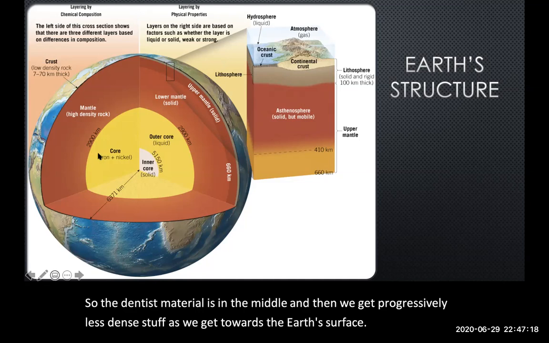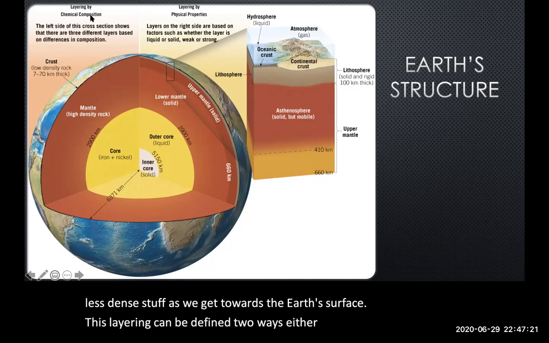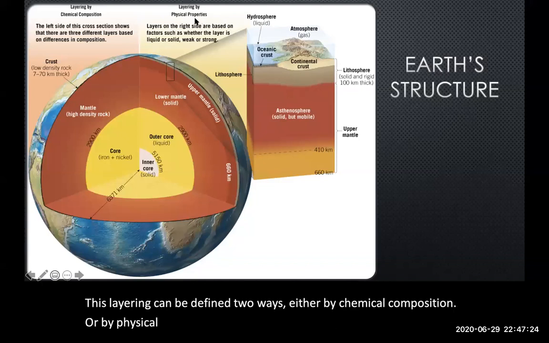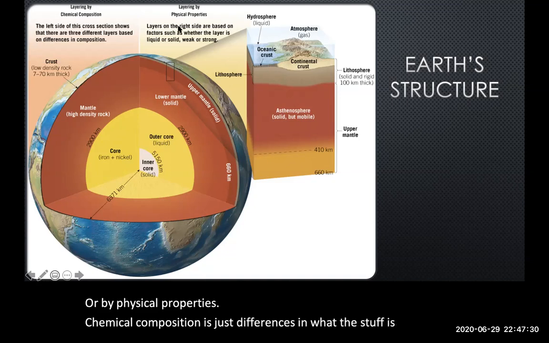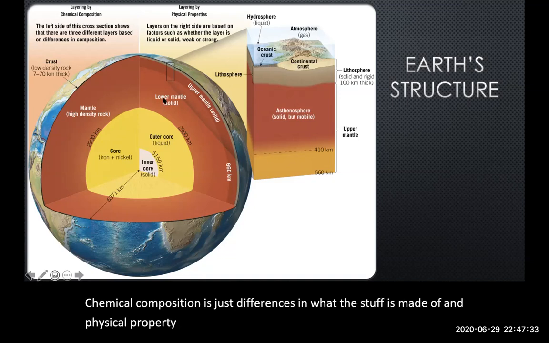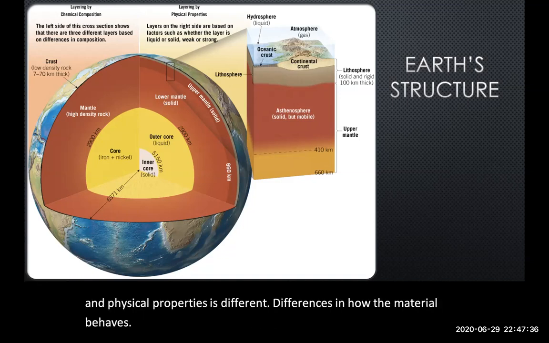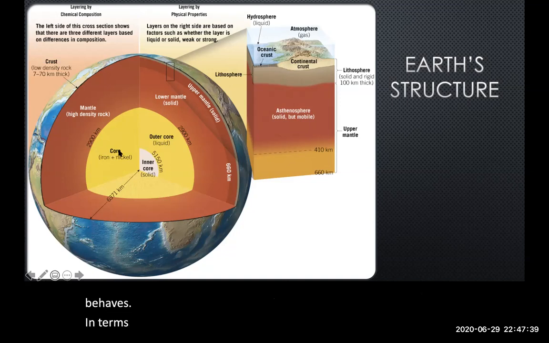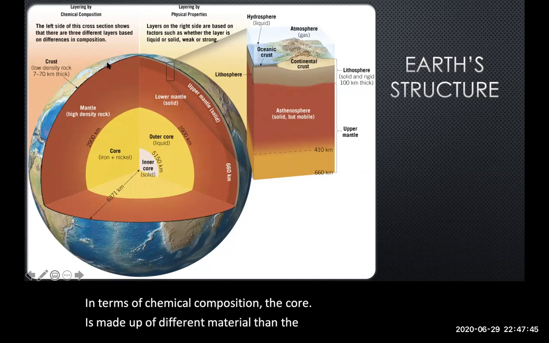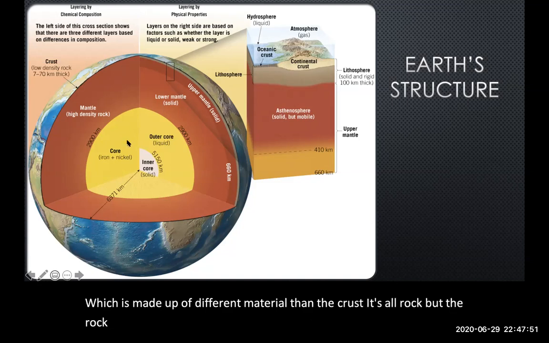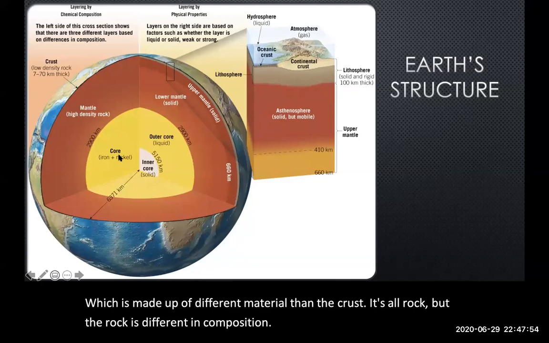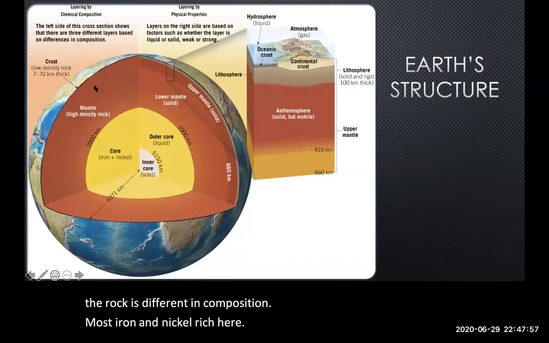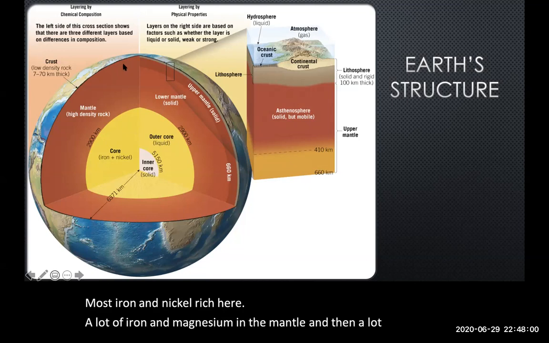This layering can be defined two ways, either by chemical composition or by physical properties. Chemical composition is just differences in what the stuff is made of, and physical properties is differences in how the material behaves. In terms of chemical composition, the core is made up of different material than the mantle, which is made up of different material than the crust. It's all rock, but the rock is different in composition. Most iron and nickel rich here, a lot of iron and magnesium in the mantle, and then a lot of silica in the crust, the lightest stuff.